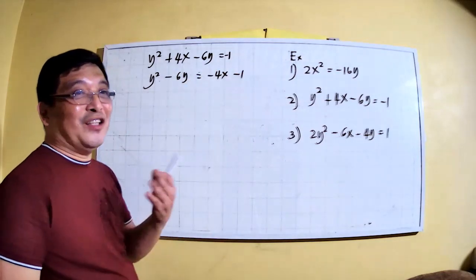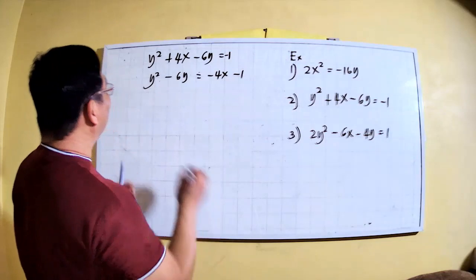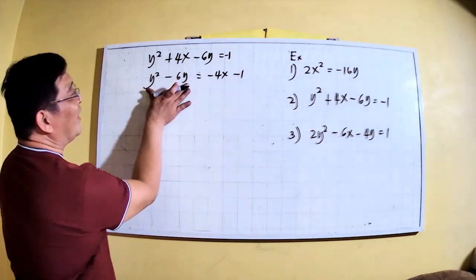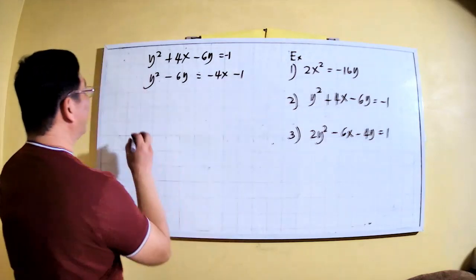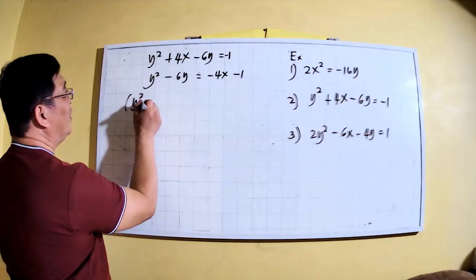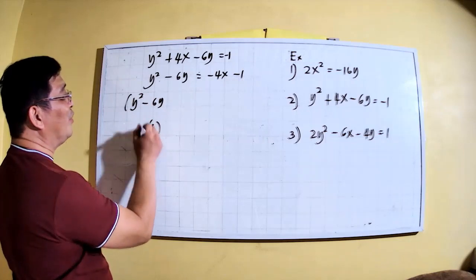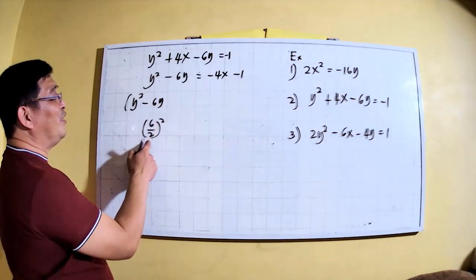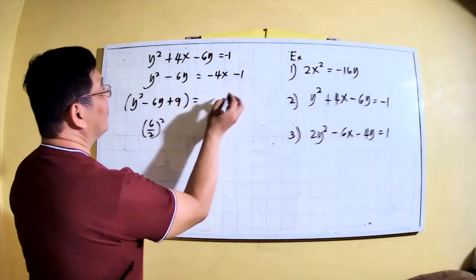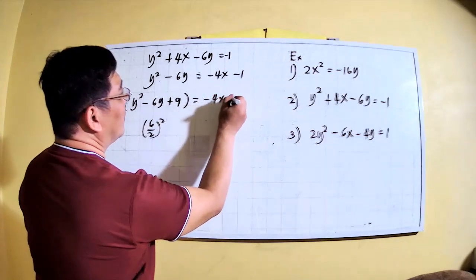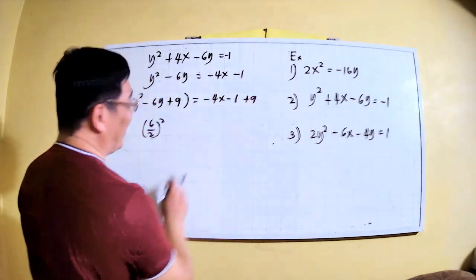Di ba nag-completing the square tayo dun dati sa circle? Dito mag-completing the square din tayo. Hanapin natin yung value nito. So, ano yung idadagdag natin dito para maging perfect square? Y squared minus 6y. Di ba dini-divide natin yan, yung 6 divided by 2, and then we square it. 6 divided by 2 is 3. 3 squared equals to 9. So we add 9 here. Nagdagdag tayo ng 9 dito. To balance the equation, dadagdag din tayo ng 9 sa kabila.